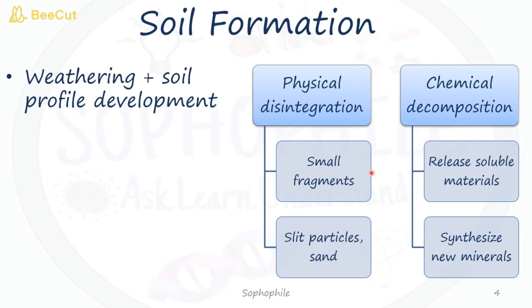Physical disintegration includes the disintegration of rocks into smaller fragments, and further these small fragments are again divided into silt particles and sand. And then the chemical decomposition consists of the release of soluble materials and then synthesizing of new minerals. These minerals are formed either by minor chemical alterations or by a complete breakdown of the original mineral, and then the new minerals are resynthesized.